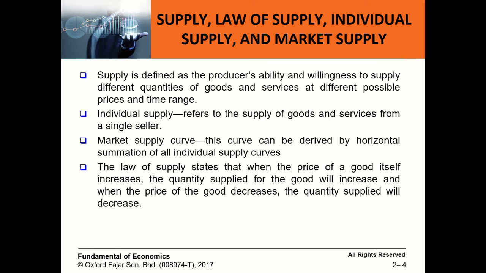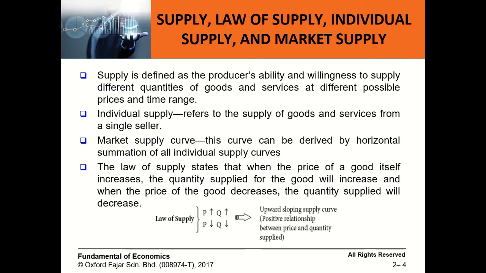Now, the most important part is called the law of supply. The law of supply states that when the price of a good itself increases, the quantity supplied for the good will increase too, and vice versa. Vice versa means when the price of the good decreases, the quantity supplied also decreases. And ceteris paribus means that all other things are equal. So normally you can see that the relationship between the price and quantity is always positive.